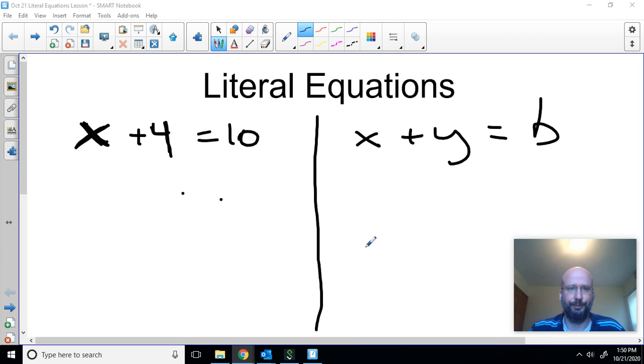Hey guys, we're going to do literal equations. So we're going to learn how to solve literal equations. All that means is an equation with all letters. So let me give you an example.